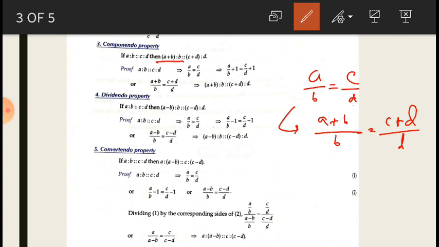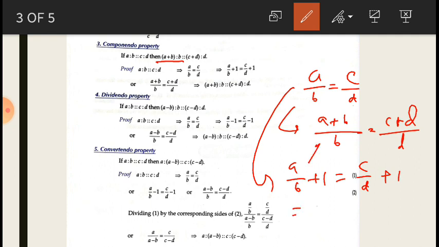For proving this, from a by b equals c by d, if you add 1 to both sides, then you will definitely get the proof, that is a by b plus 1 equals c by d plus 1. If you do that, then you will reach this step. So this is quite a simple proof.